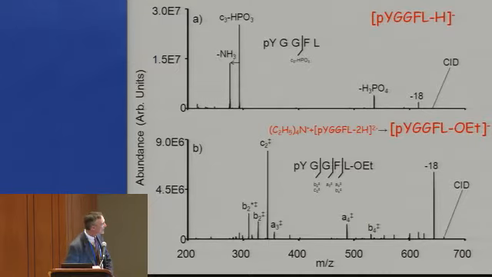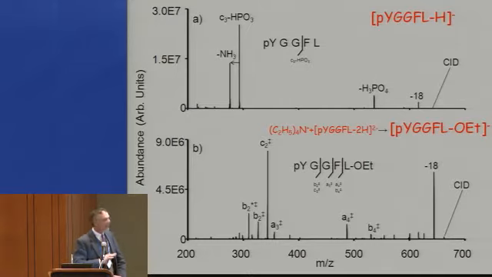But if we esterify it in the mass spectrometer, so if we take the dianion and transfer, in this case, an ethyl group over there and fragment that, we see much less loss of phosphoric acid. And in fact, we don't see much evidence for that at all.